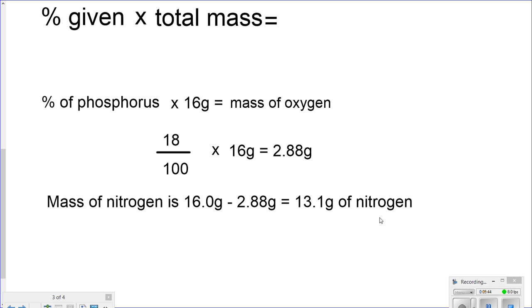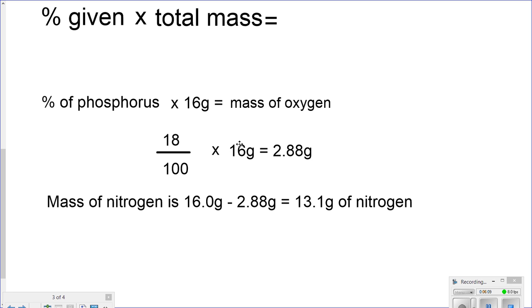Since my total mass is 16, therefore 16 being all together minus the mass of phosphorus gives me 13.1 grams or 13.2 grams in somehow mass of nitrogen. Sometimes if you don't carry all the decimals, you might end up with a slight difference in decimals. But 16.0 minus 2.88 gives me 13.1 something, 0.9 probably, 13.2 grams of nitrogen.